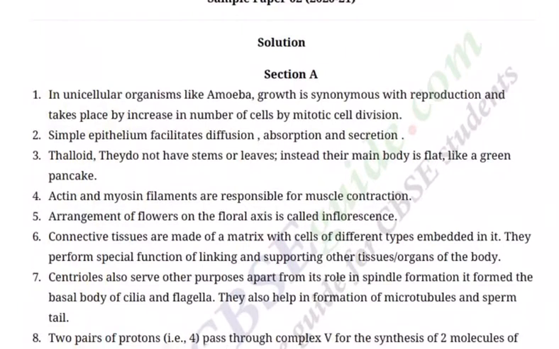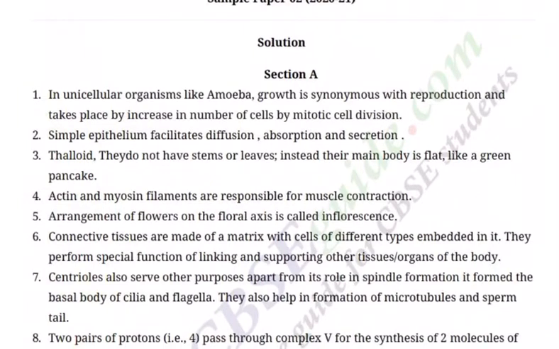Question 3. What is the shape of plant body of a liverwort? Thalloid, of course, thallus, undifferentiated plant body we said. Thalloid, they do not have stem, leaves. Instead, their main body is flat like a green pancake. Question 4. Which filaments are responsible for muscle contraction? We know two are there, actin and myosin filaments are responsible for muscle contraction.